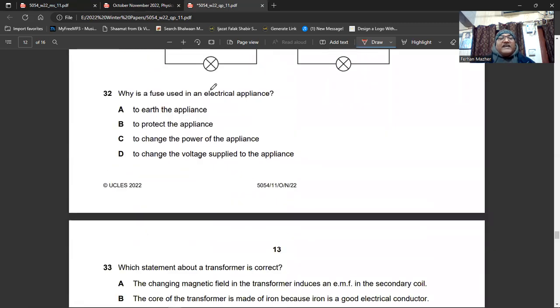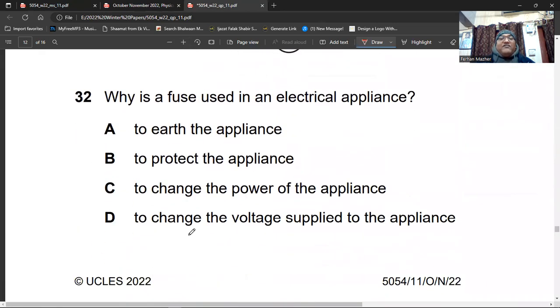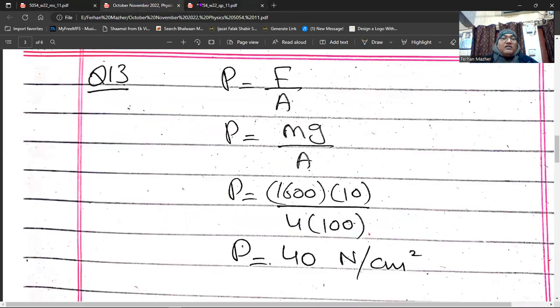Question number 32, he says, why is a fuse used in an electric appliance? You see, we use a fuse in an electric appliance so that if the amount of current coming to that device exceeds the range of the fuse, the fuse will blow and it will cut off the supply of the live current to the appliance. To earth the appliance, no. To protect the appliance, yes. To change the power of the appliance, no. To change the voltage supply to the appliance, no. It is to protect the appliance. I think question number 32, B is the right option. Yeah.